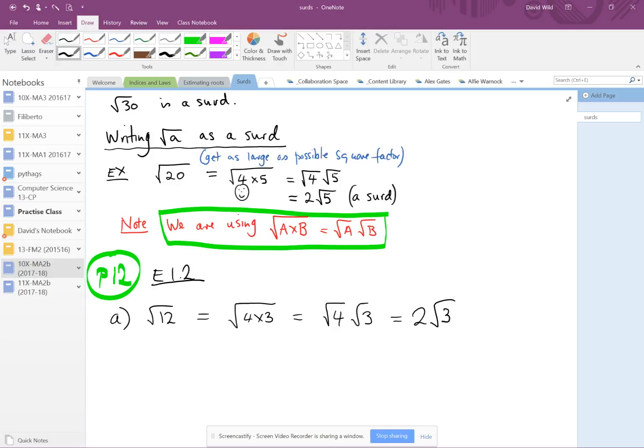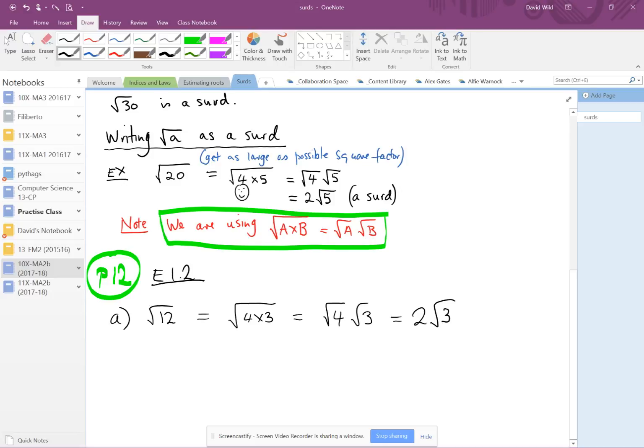It's quite straightforward. Some of the numbers get a little bit more difficult. You should end up with the same answer. Keep simplifying until it is a genuine surd.